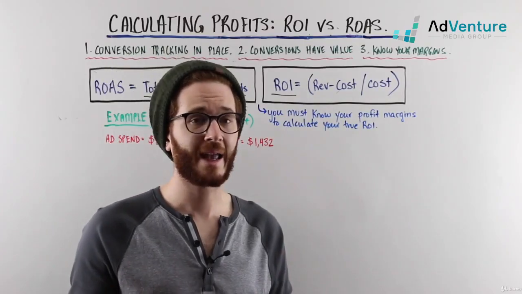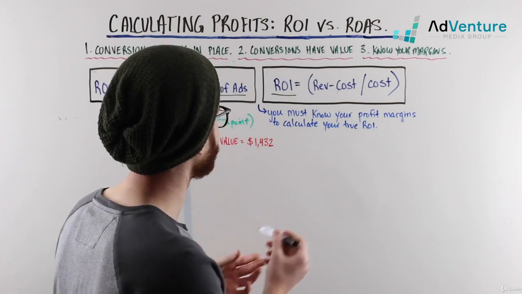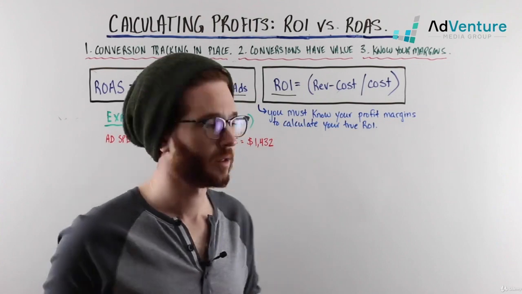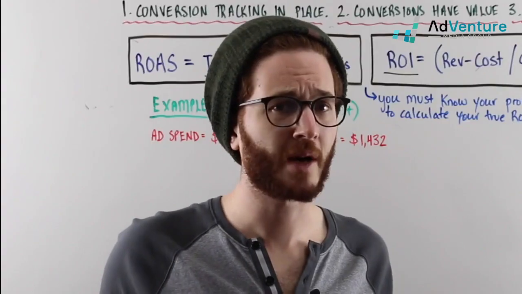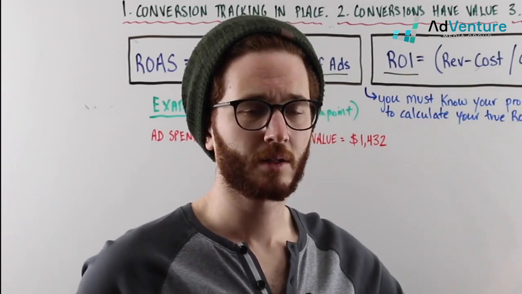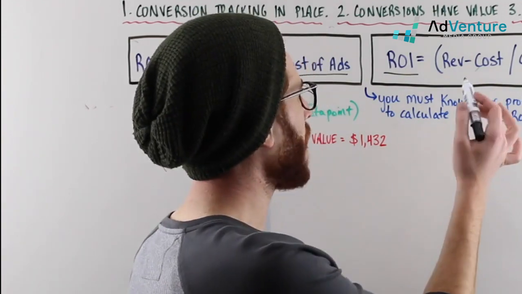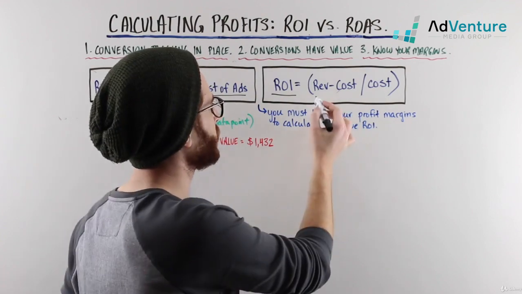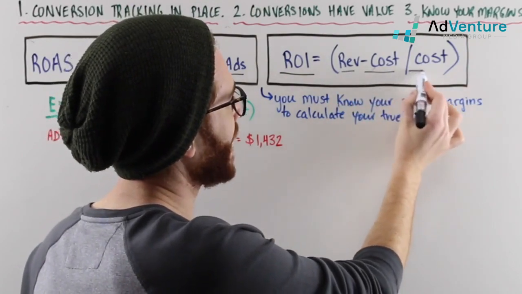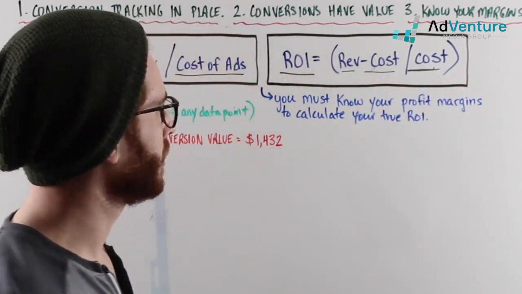And obviously, I can't help you create your profit margins. You need to know what your profit margins are for your business. And when I say profit margins, I mean how much of every dollar do you put in your pocket at the end of the day. Okay, if we say you have a 50% profit margin, that means that of every dollar you make, 50% goes to servicing the client or the cost of goods, whatever that may be, and 50 cents goes in your pocket. So the formula for ROI is revenue, meaning the conversion value, minus cost, divided by the cost of advertising. Revenue minus cost divided by the cost of advertising, okay? That's going to be your ROI calculation.